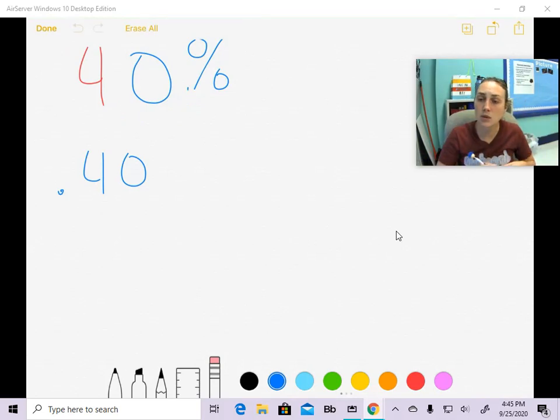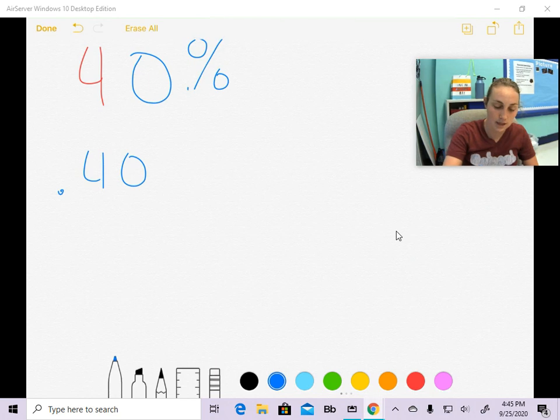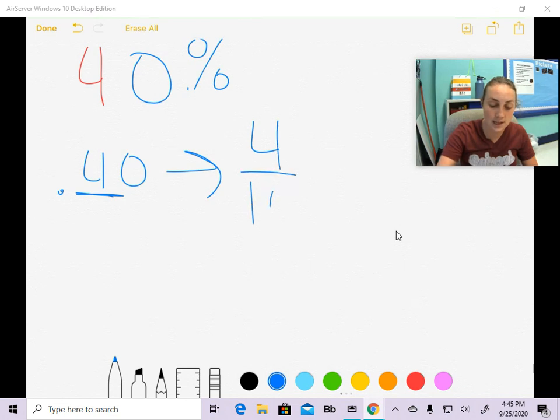To change the decimal to a fraction, you just have to make sure that you read it correctly. Again, this is 4/10. Oh, sorry. This is 4/10. That is the value. 4/10 can be translated into 4/10. That would be your fraction version.